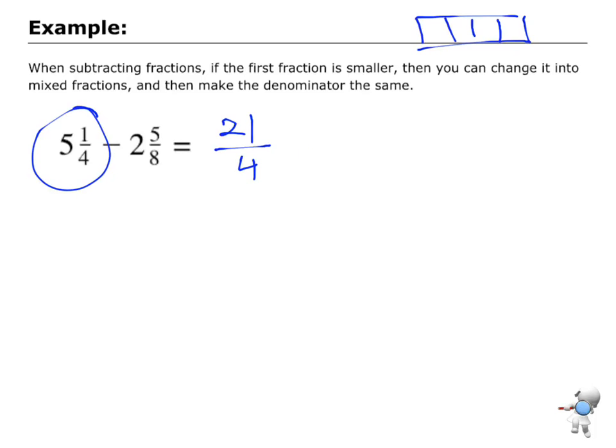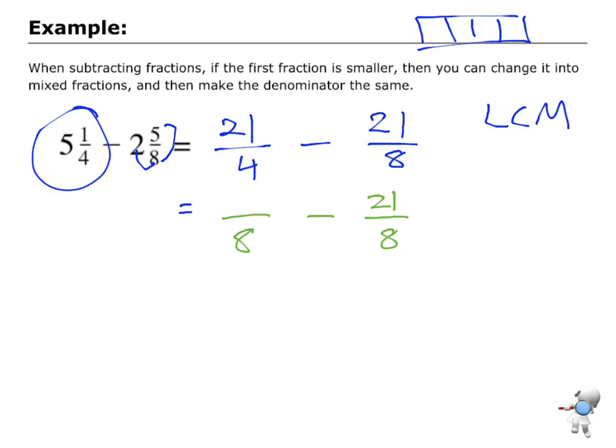Then I'm going to turn these 8ths, 2 and 5/8, into a whole number of 8ths as well. So 2 times 8 is 16, plus the 5 is 21. Okay. Now that I've got it in that improper form, I need to think about how I subtract these two. In order to do that, I need the same denominator. So think about the lowest common multiple of 4 and 8, and the lowest common multiple will be 8.